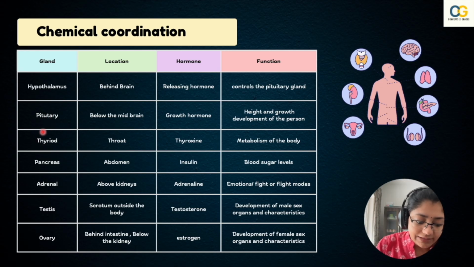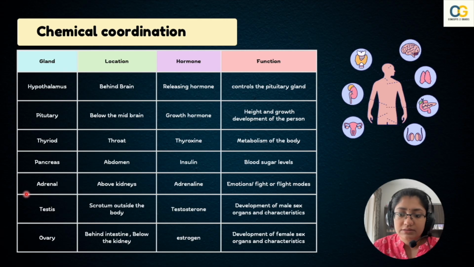Coming to the thyroid gland, it is present near the throat. It is present here near the throat on the trachea. This releases the hormone called thyroxine, which is responsible for the metabolism of the body. So it is completely regulated by the thyroid gland, and availability of iodine in the body is essential for thyroxine to be produced. The iodine helps in production of the thyroxine hormone.